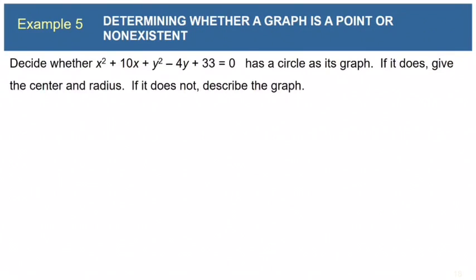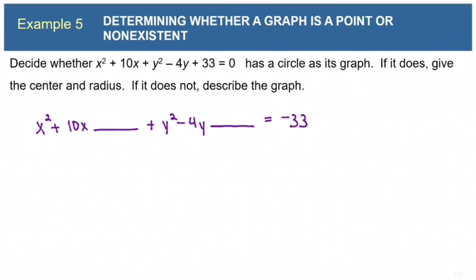Now, as our last couple of examples together for this section, I want to make sure that you know what it looks like if you have an equation that would graph a point or an equation that would not have a graph at all. So let's go through this one together and see what happens on this graph. So this is a general form equation, and we'll need to rearrange the terms and complete the squares on the x's and the y's.